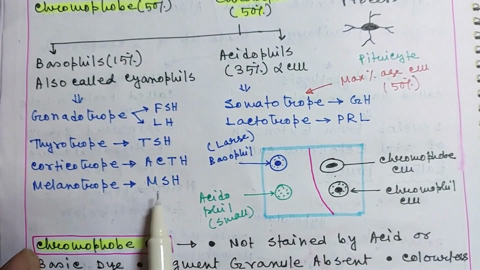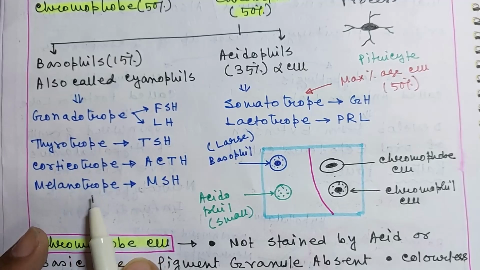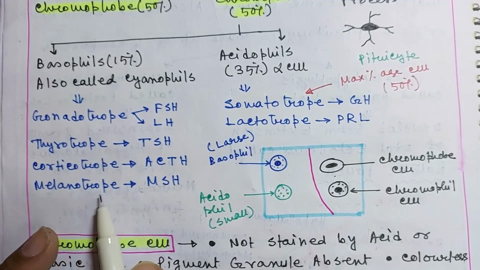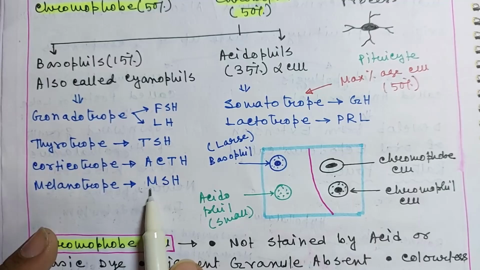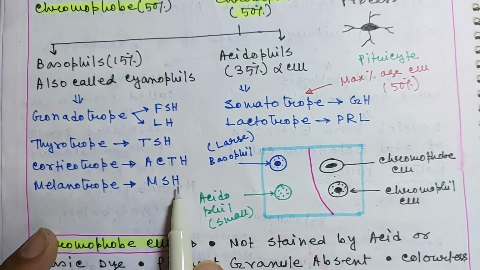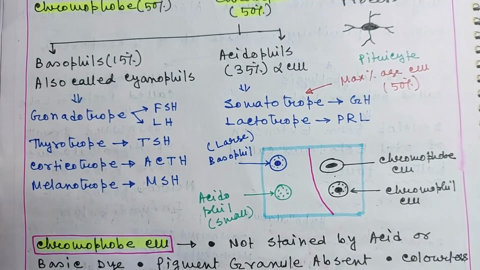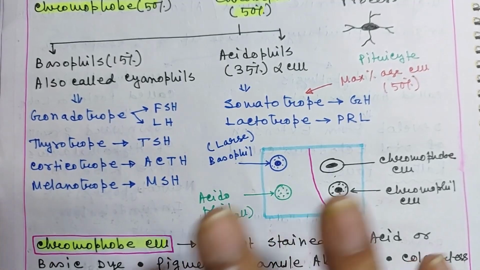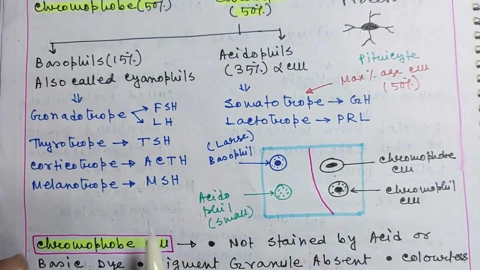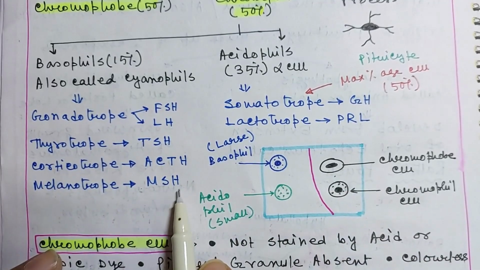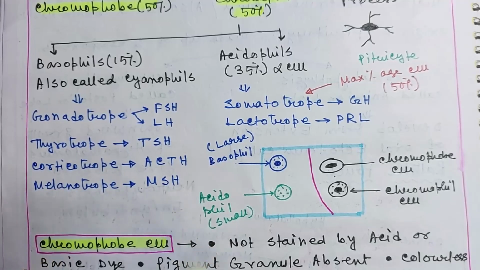And the fourth type of basophilic pituitary cell is the melanotrope, and this melanotrope cell secretes melanocyte stimulating hormone. This melanocyte stimulating hormone acts on the melanocyte cell, which causes synthesis of melanin pigment, and this melanin pigment is very crucial for the color of different types of vertebrates. But this melanocyte stimulating hormone is usually not found in humans.